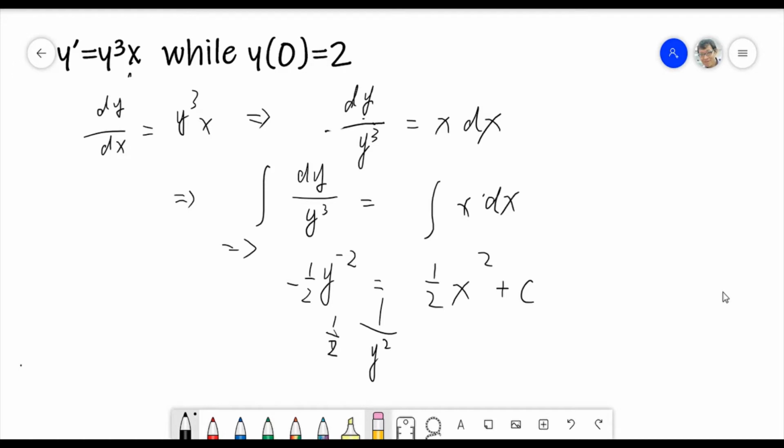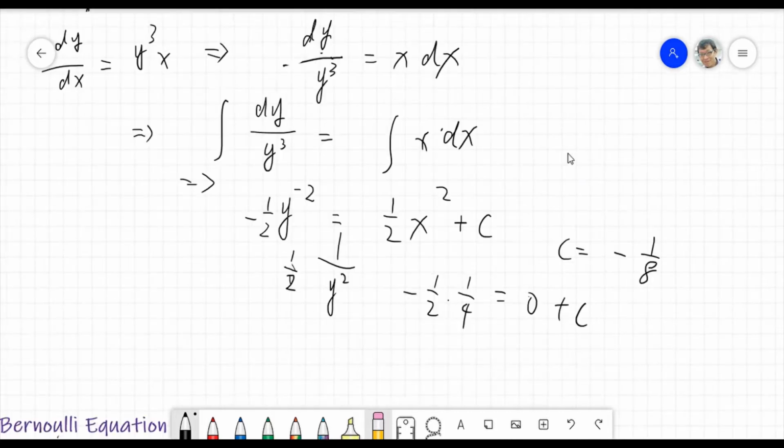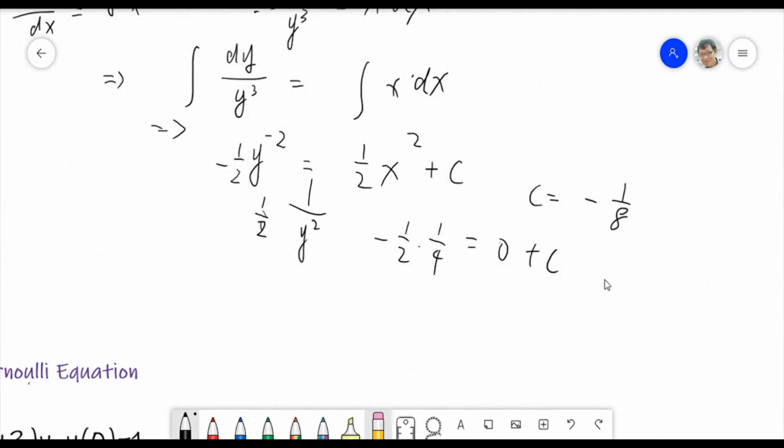So this will be negative 1/2 times 1/4, so equals to what? X is 0, right? Right? X is 0, so plus c. So c is what? C equals to what? Negative 1 over 8. So we already get this function. This function is what?